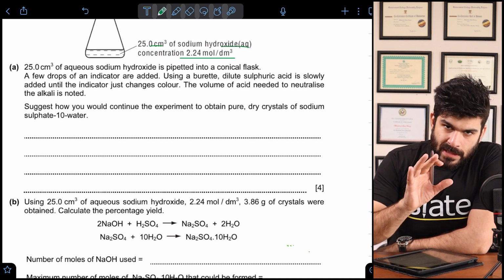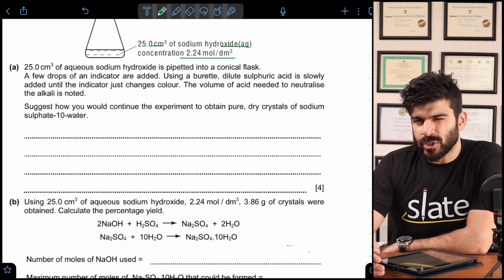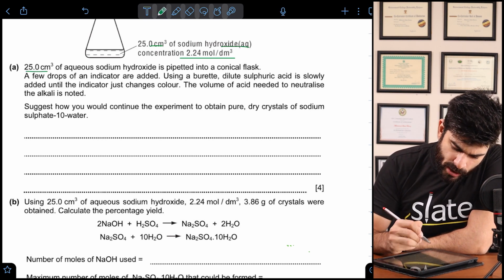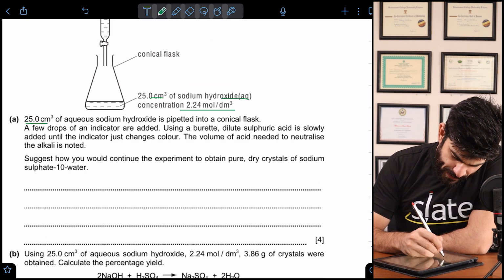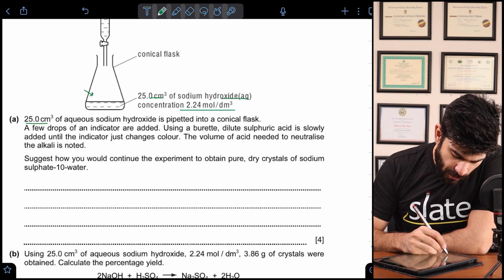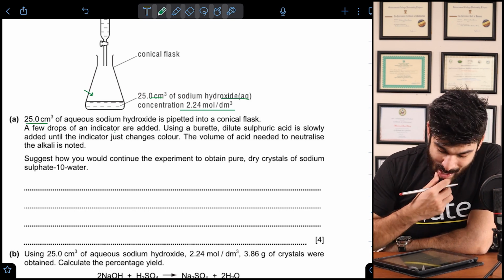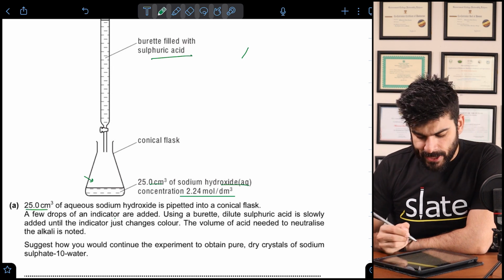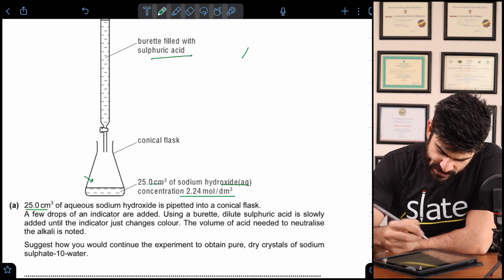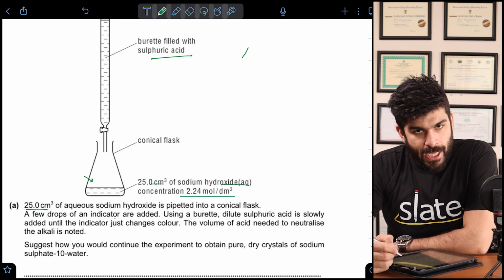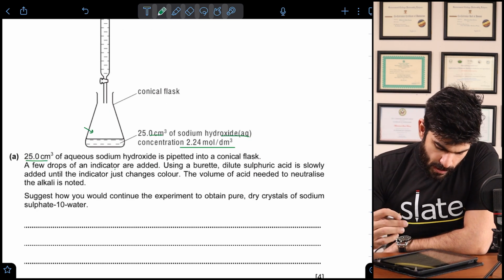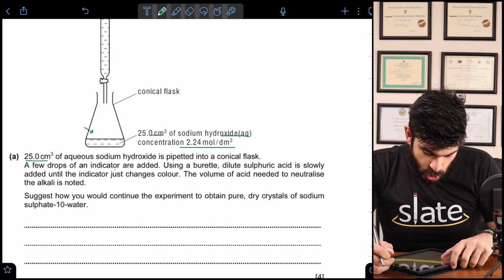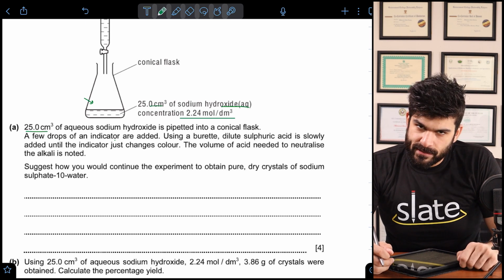So first, that's not a question of moles, that's a question of the preparation of salts. 25 centimeter cube of aqueous sodium hydroxide is pipetted into a conical flask. We use a pipette and put it in a conical flask. A few drops of indicator are added, and using a burette, dilute sulfuric acid is slowly added until the indicator changes color. The volume of the acid needed to neutralize the alkali is noted. Suggest how you would continue the experiment to obtain pure dry crystals of sodium sulfate decahydrate, 10 water.